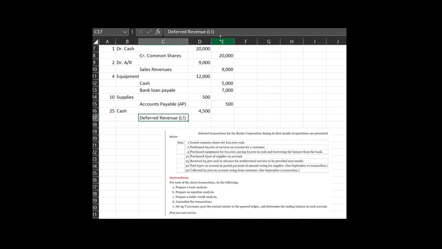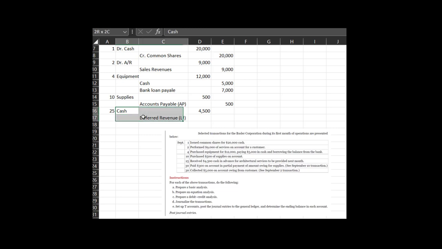So I'm gonna put L for liability. We'll put it there. Sure. You'll never put that there. Normally you'll just see it like this. So please don't copy me on an exam. I mean, whatever, but it's a deferred revenue, which is a liability. This means I owe you services. Accounts payable means I owe you money. Deferred revenue, I owe you services.